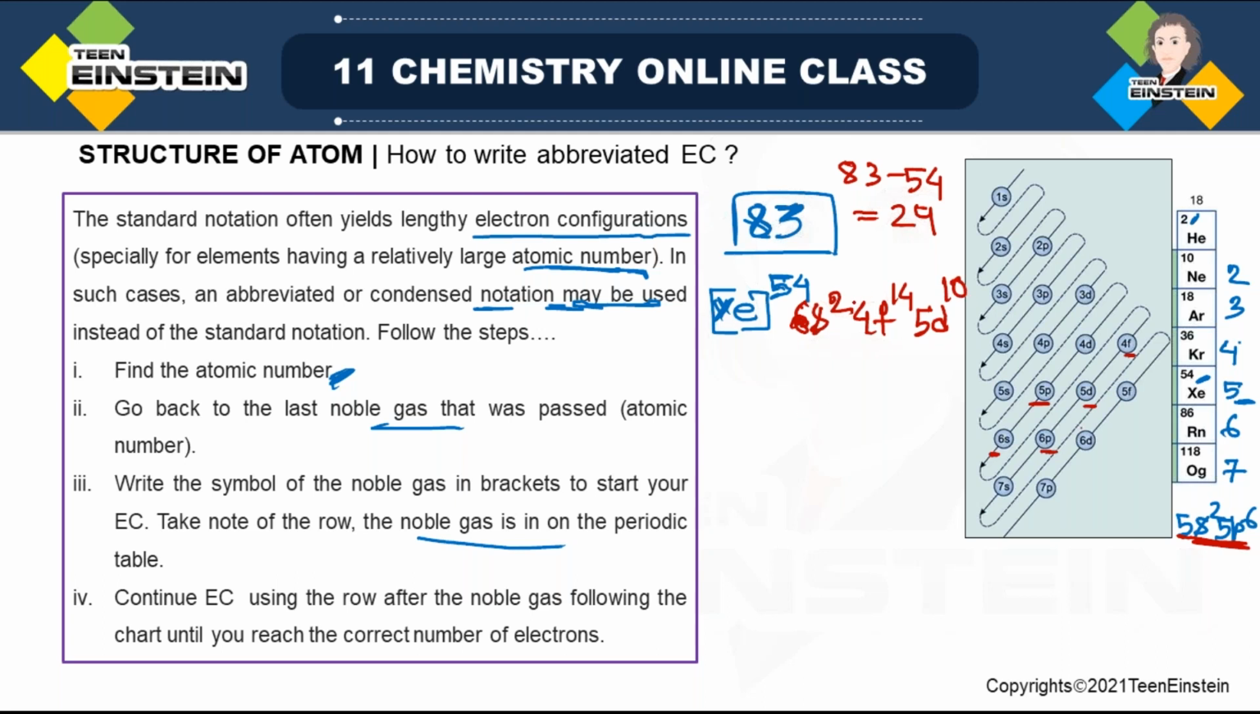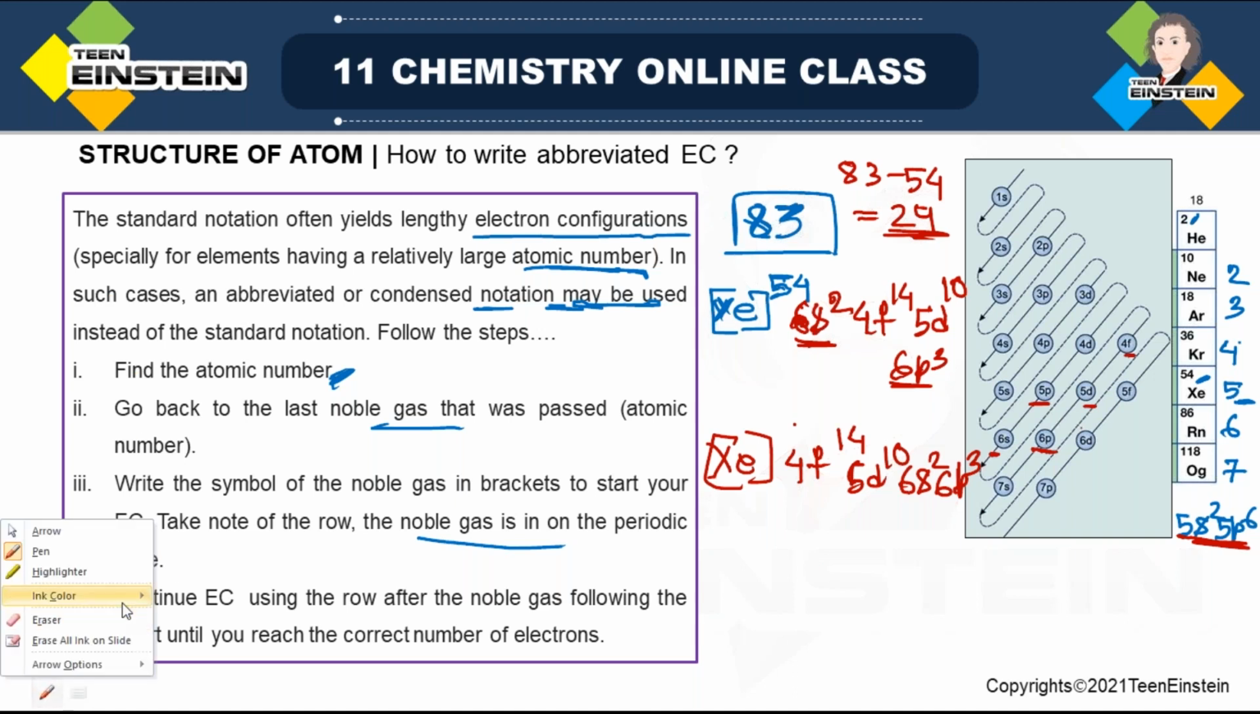And after 5d, 2 plus 14 plus 10, that means 26 electrons you have already covered. 3 more electrons are needed, and that should go after 5d, in 6p. Now according to the above, it is 6s first, then 4f, then 5d, then 6p. But normally we write it in this way: 4f we write first, and 6s is always placed just before 6p. That is what we normally follow. So 5d 10, 6s 2, 6p 3. So this is the electronic configuration of atomic number 83.